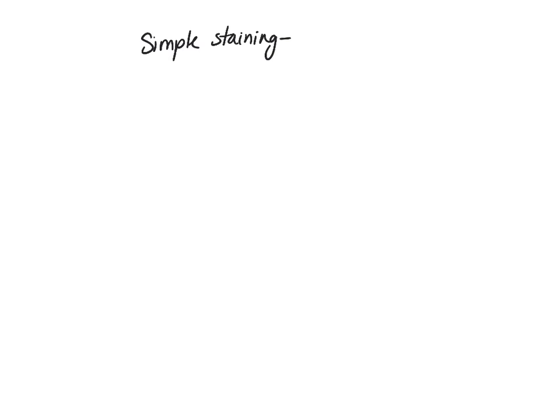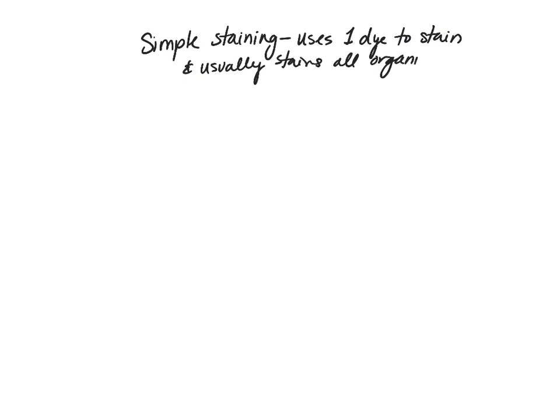And with simple staining, we're using one single dye to stain. And usually it stains all the organisms in the sample, or it's staining the entire background. So in simple staining, it uses one dye to stain, and usually stains all organisms in the sample. So one dye, like we were just mentioning.